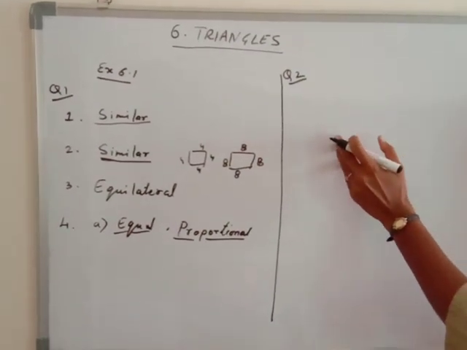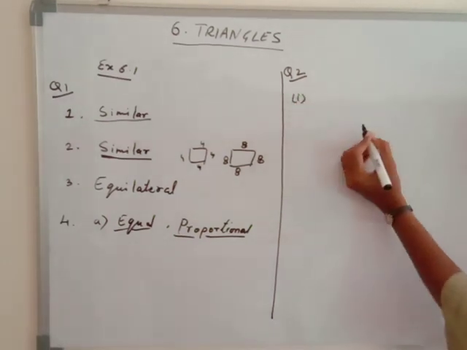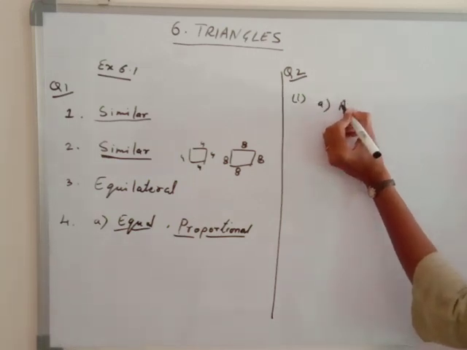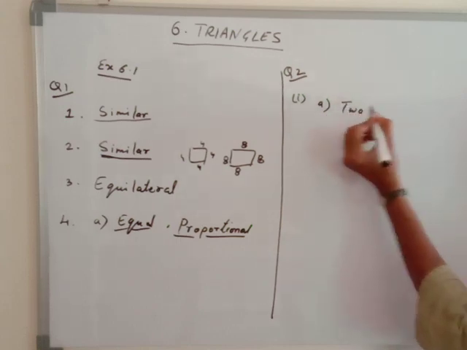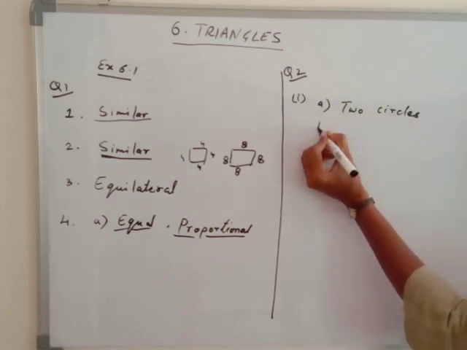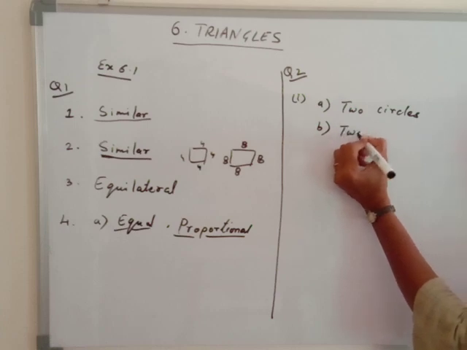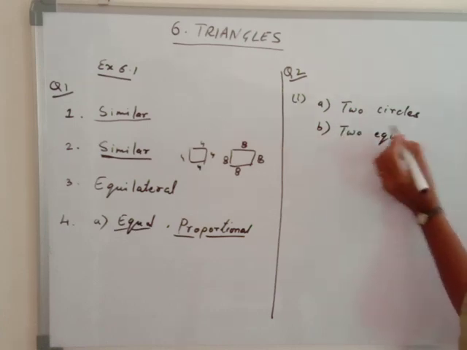Give two different examples of a pair of similar figures. Okay. So we can say we have to give two examples, all circles, or we can say they are asking for a pair. So let us write two circles, because any two circles are always similar. And let's give another example. So we can say two equilateral triangles, or you can write two squares. All are correct.